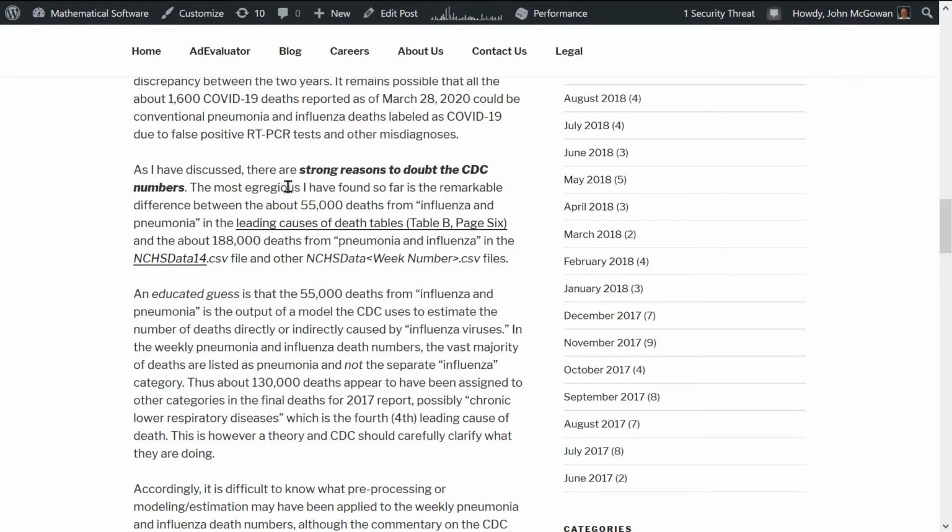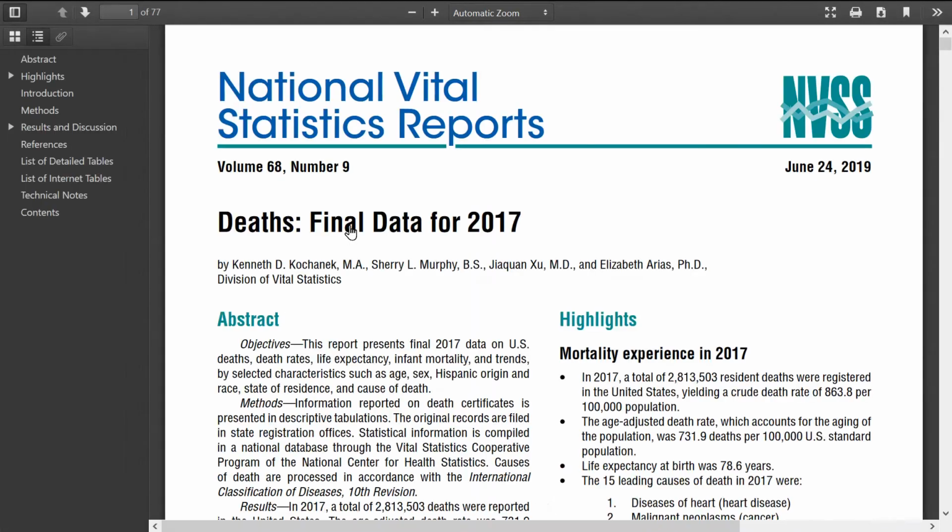As I've discussed, there are strong reasons to doubt the CDC numbers. The most egregious I have found so far is the remarkable difference between the about 55,000 deaths from influenza and pneumonia in the leading causes of death tables, Table B, page 6. If you follow the link here, let me just click here. I hope that's not going to screw this up, but I want to show what I'm talking about. It's linked to the National Vital Statistics Reports, Volume 68, Number 9, and this is the final data for 2017, and actually came out last year.